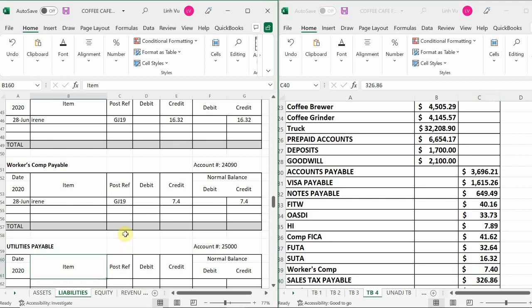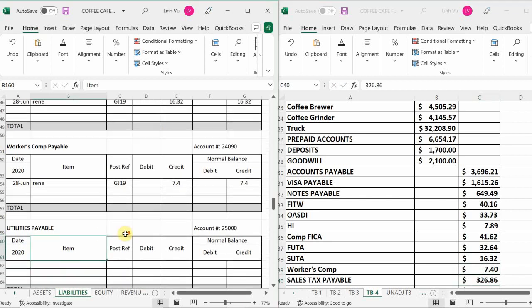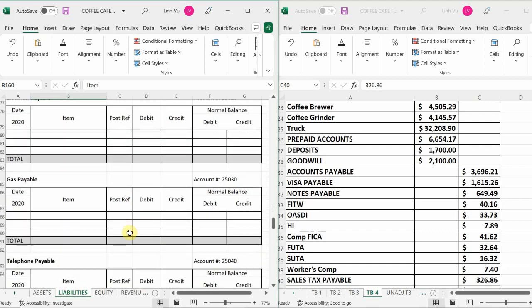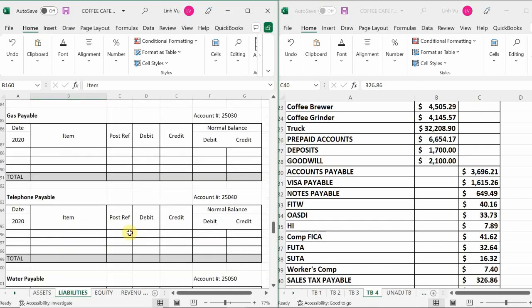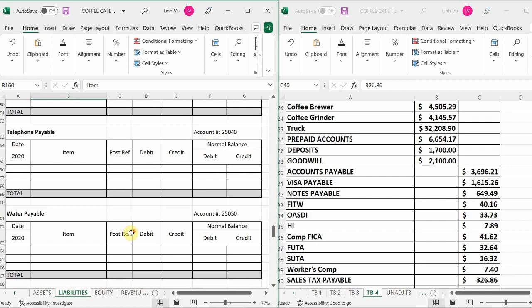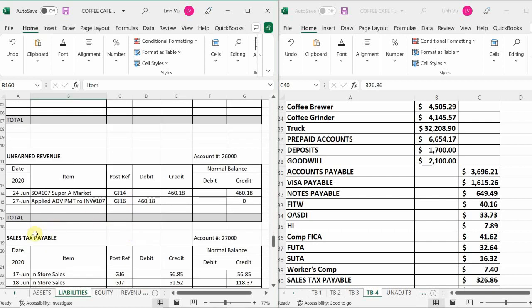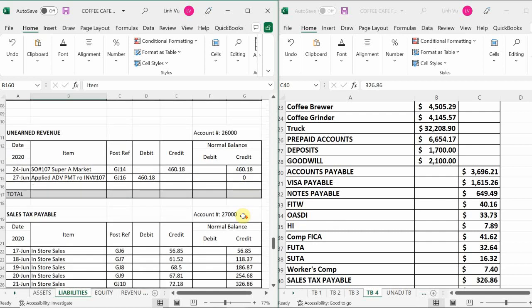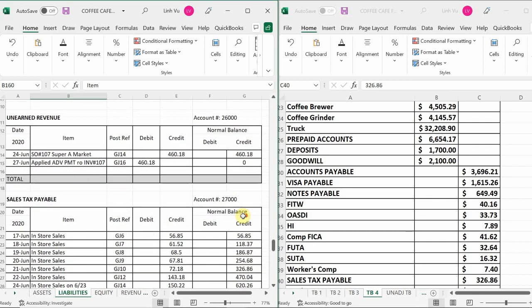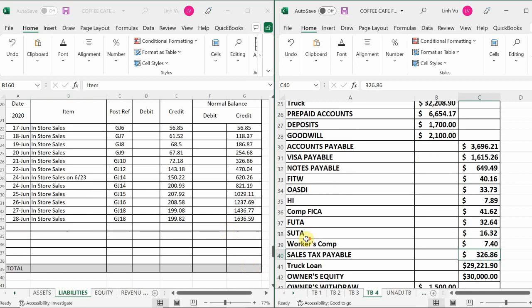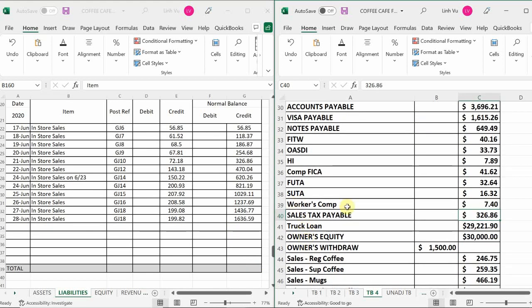Okay. Let's see what else I had. Utilities payable. Nope. No city, telephone, water, electricity. Okay, none of those. Unearned revenue. Okay, do I have an account balance in my unearned revenue? It's 0, so no need to add it in there. Sales tax payable.